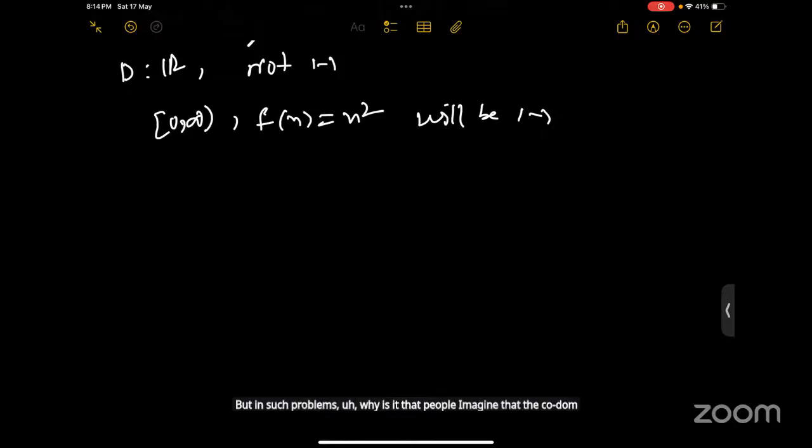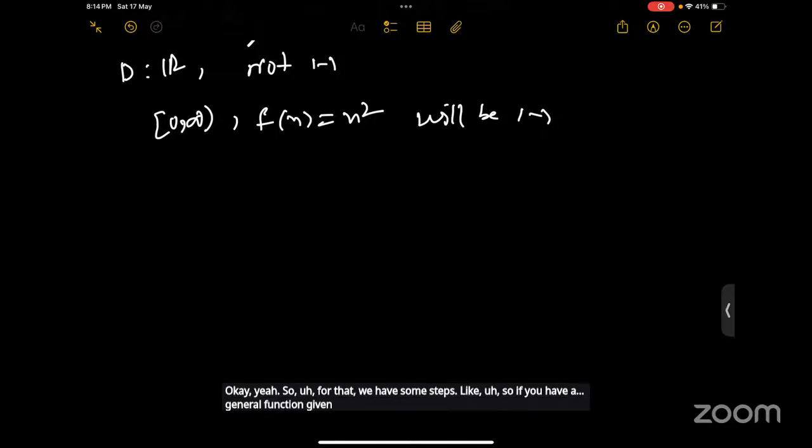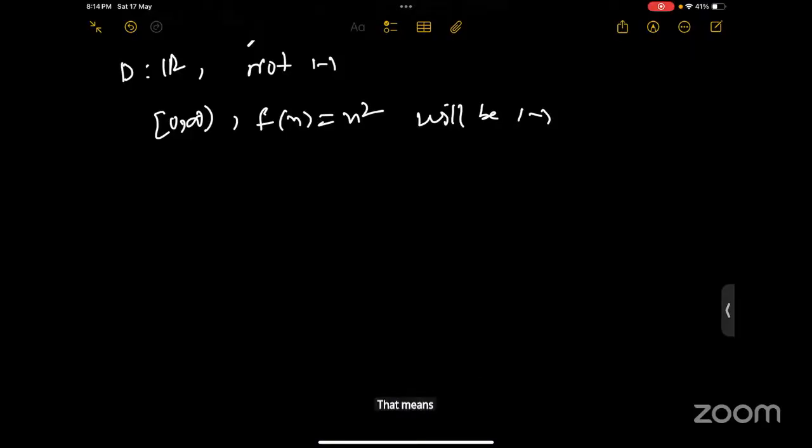Yeah. So for that, we have some steps. If you have a general function given without mentioning the domain and codomain, your first job should be to determine the domain of the function. Okay. That means the region where the function will be defined. So for example, let us start with some easy example.